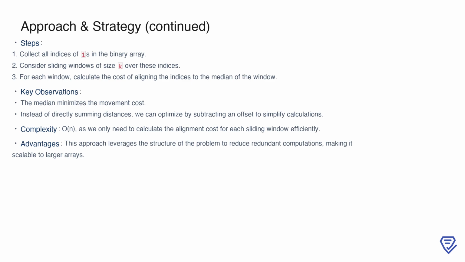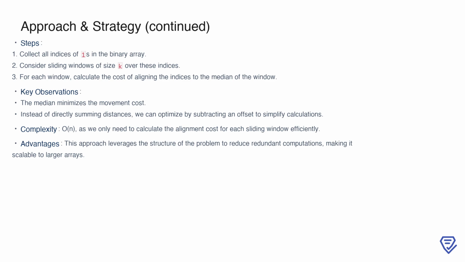To implement this, we first collect all the indices of 1s in the array. Then, we use a sliding window of size k over these indices to evaluate each possible group of k 1s. For each window, the alignment cost is calculated by centering the group around the median index. Additionally, instead of directly summing distances, we apply an offset adjustment to simplify and optimize the calculations. This approach reduces the time complexity to O(n), as we efficiently compute the alignment cost for each sliding window.